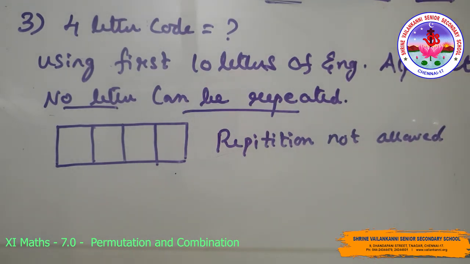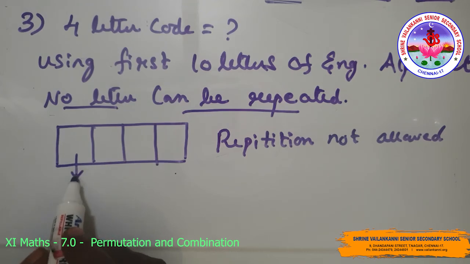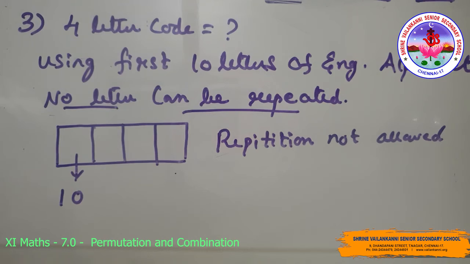The first place can be filled in 10 different ways by using the first 10 letters of the English alphabet. So the first place can be filled in 10 different ways, following which the second place can be filled in by any of the remaining 9 letters. Once a letter is filled, it cannot be repeated.